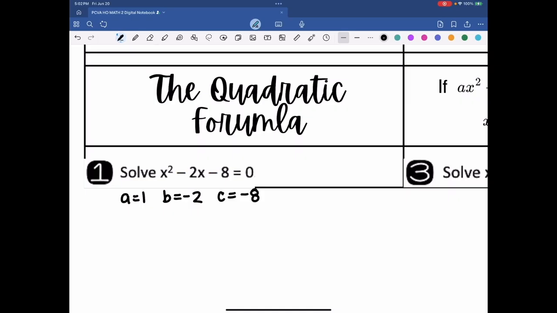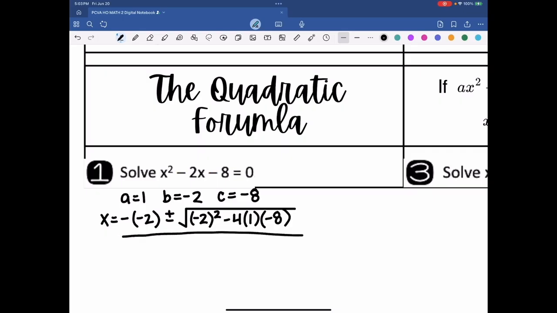So if I want to find my solutions, I have x equals negative b. So the formula is negative, and the number is negative. Then we're going to have plus or minus the square root, and we're going to have b squared. So we're going to take negative 2 and square it again, minus 4 times 1 times negative 8. So let me extend that square root. And that's all going to be divided by 2 times a.